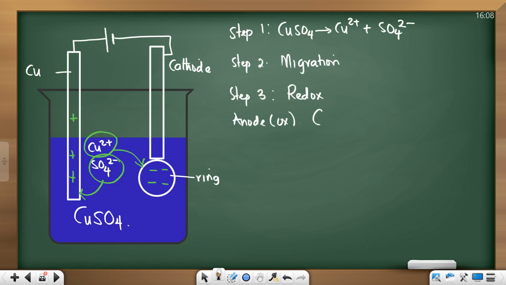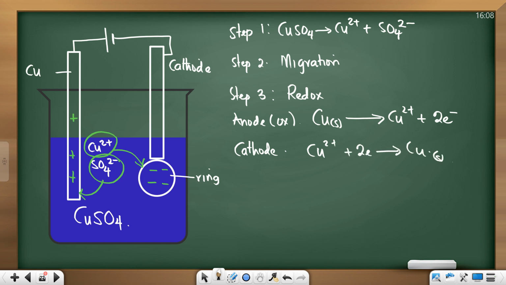Just use your half reaction. Copper solid from the right to the left, remember? Copper 2 plus and 2e. What happens at the cathode? We have copper 2 plus going to the cathode. It will be reduced. We write from the left to the right. Please tell me now if you are okay, because I have simply explained the whole situation. That's the whole process. Still confused?